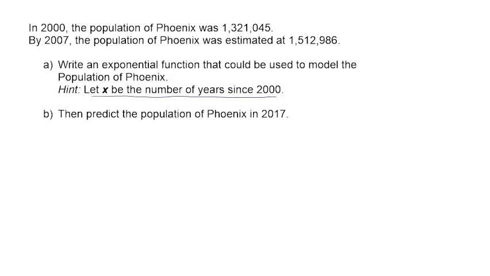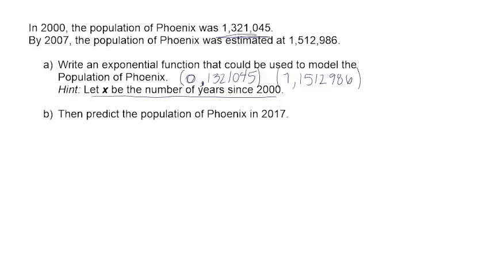So I'm going to go ahead and create 2 points. So I know when my x value is 0, okay, so no years since 2000, that would be the year 2000. So that'd be our starting year, which is 1,321,045. The other point that they tell us is in 2007, so when I'm 7 years past 2000, so x would be 7, I'd be at 1,512,986.